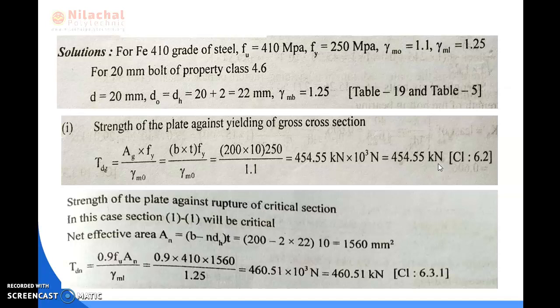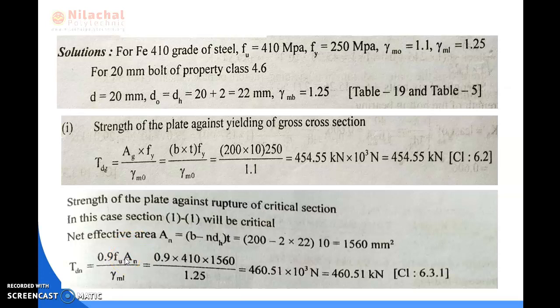Now comes the next strength calculation, which is the strength of the plate against rupture. For the rupture case in the plate section, the formula is Tdn equal to 0.9 Fu An divided by gamma m1. We know the value of Fu and we know the value of gamma m1, so we just calculate the An value, which is the net effective area of the plate section.